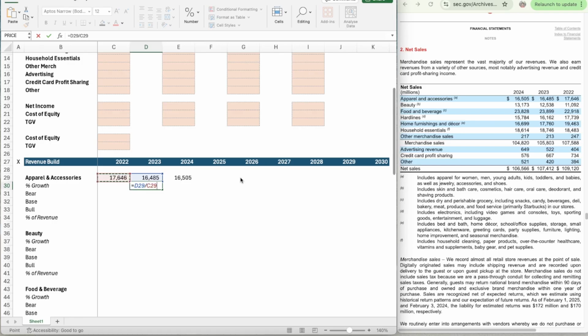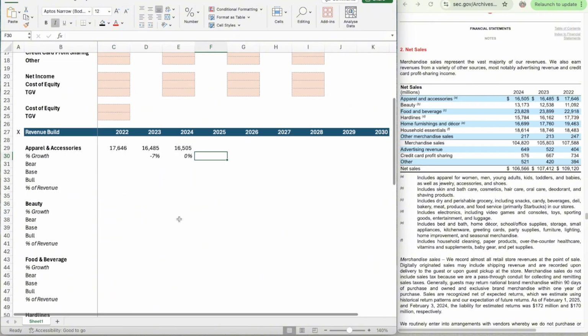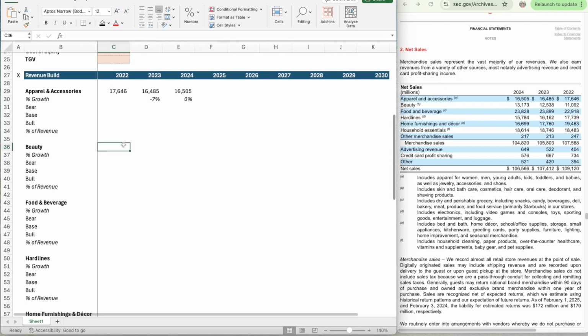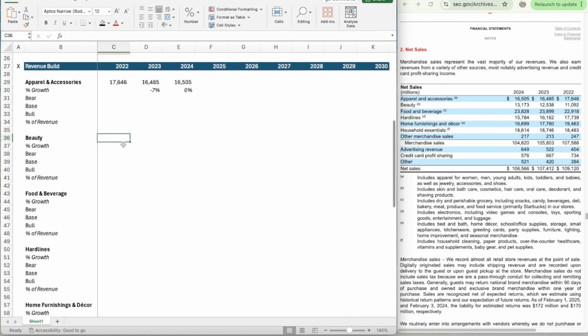The percentage growth: you take the most recent year divided by the previous year, minus 1, and then you just put it into a percentage. And you can just copy that over. So apparel and accessories are going down by quite a bit. Let's see if that pattern is the same for all of them. It looks like it so far.